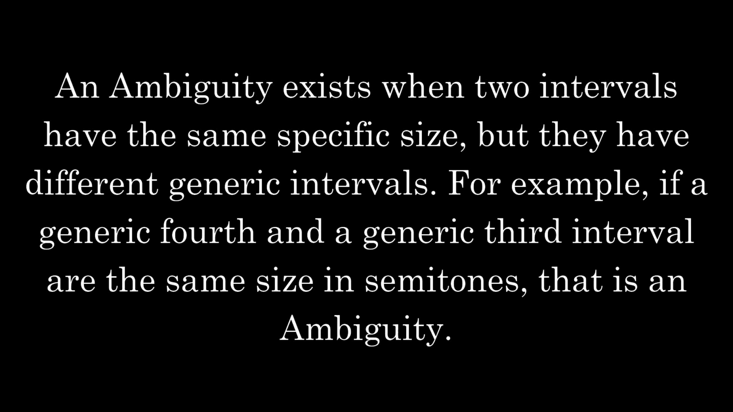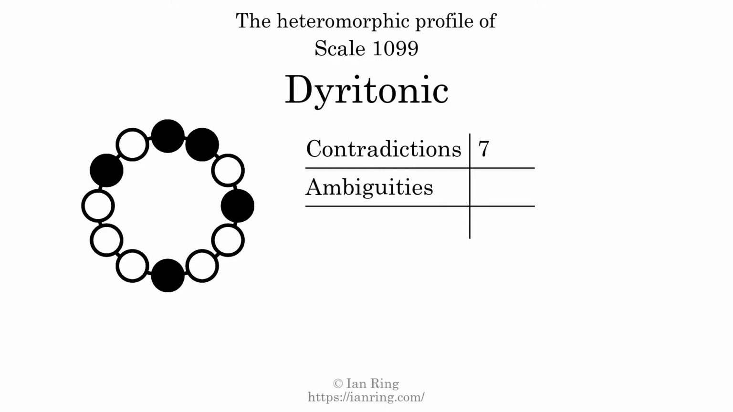An ambiguity exists when two intervals have the same specific size, but they have different generic intervals. For example, if a generic fourth and a generic third interval are the same size in semitones, that is an ambiguity. The number of ambiguities in this scale is 7.